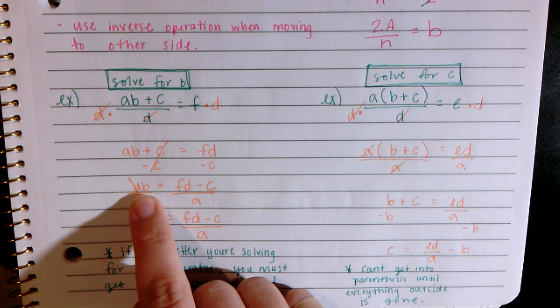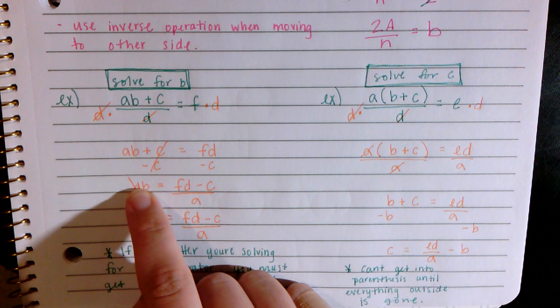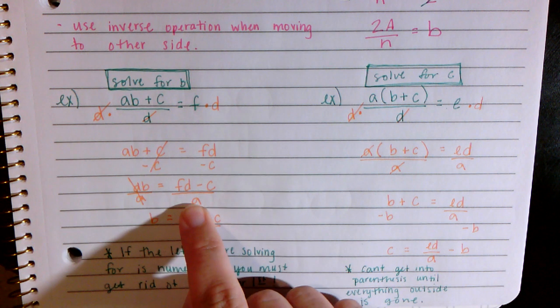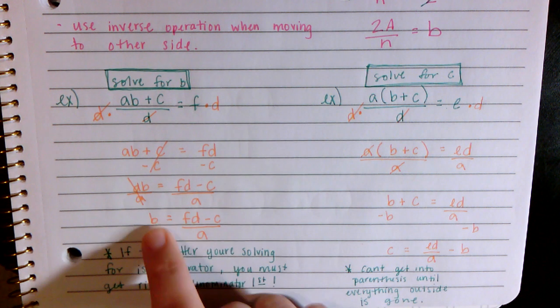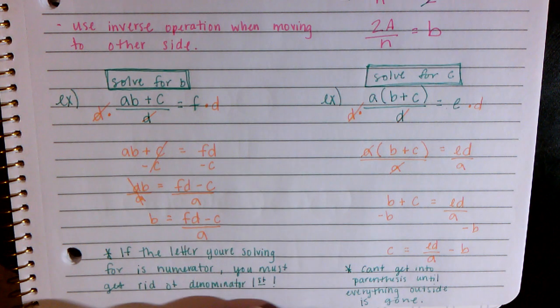The last thing that's stuck to my B that I'm trying to solve for is a times A. So the opposite of times A is divided by A. So that cancels each other, and I have to do it to the other side as well. And that's it. That's my answer. B equals F times D minus C divided by A.